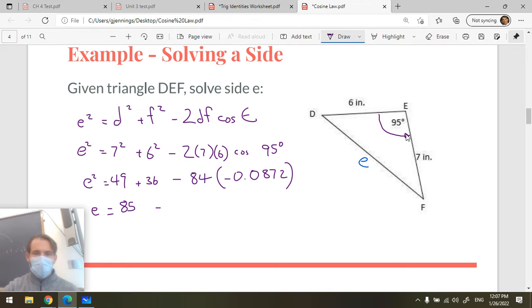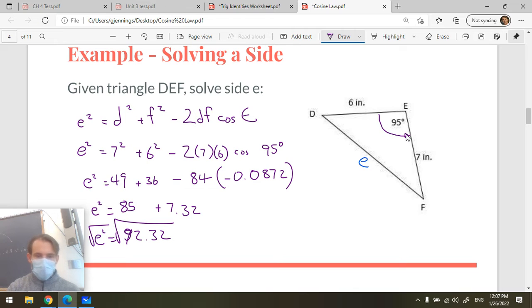So I'm going to be adding 7.32, and that's going to give me e squared, okay? 85 plus 7.32, what is it? Good. 92.32, okay? Very good. So now to find e, I just take the square root of both sides.